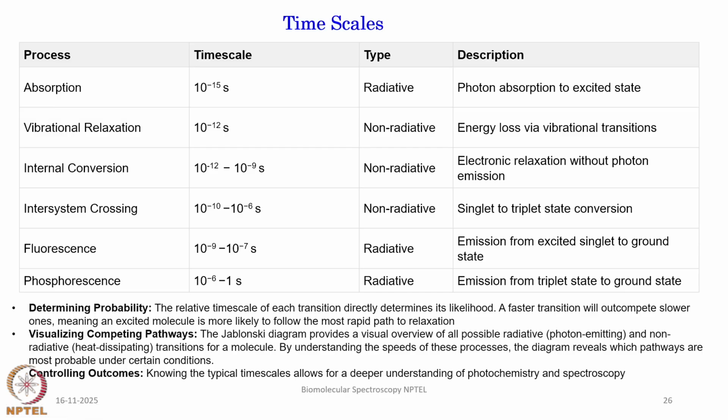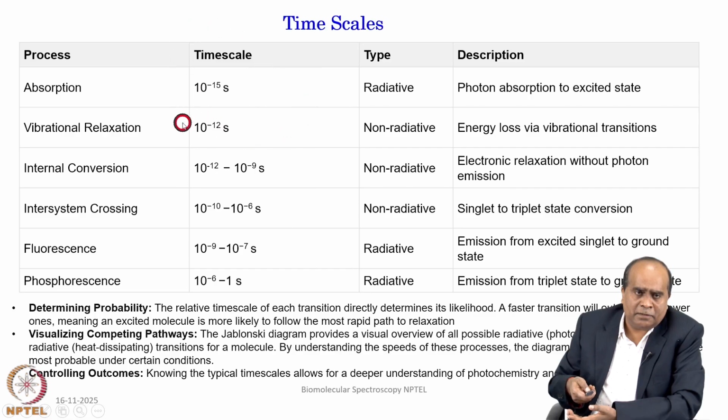Right. So, these are all phenomena that we see. Absorption happens on a very fast femtosecond time scale, and that is a radiative process. In this case, a photon is absorbed and the molecule goes to the excited state. Then it can relax, that is called vibrational relaxation. It is a non-radiative process that happens on a picosecond time scale, and energy is lost via vibrational transition.